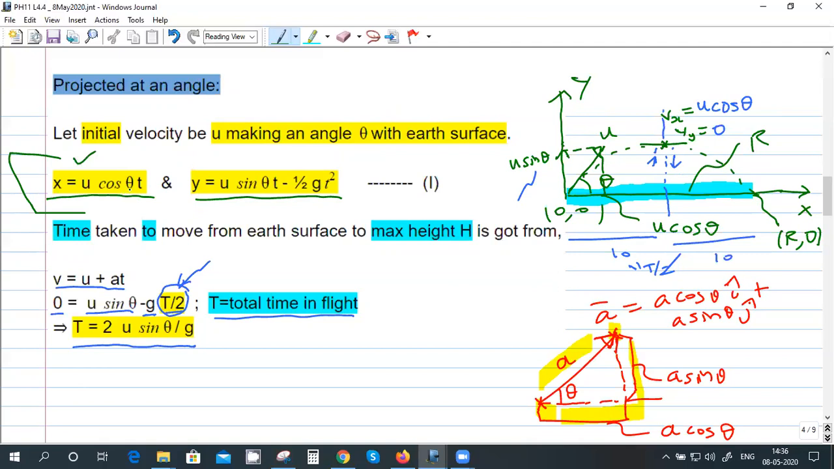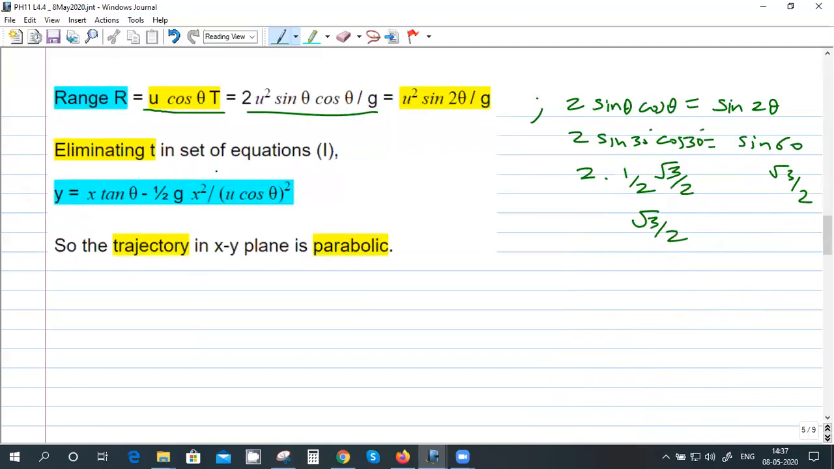From the first one, you get t as x by u cos theta. It's clear, no? x equal to u cos theta t. From that, we'll get t as x by u cos theta. That t you can put in the second one, and then if you simplify it, you'll get y as this.